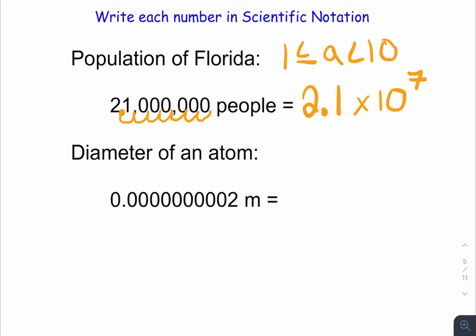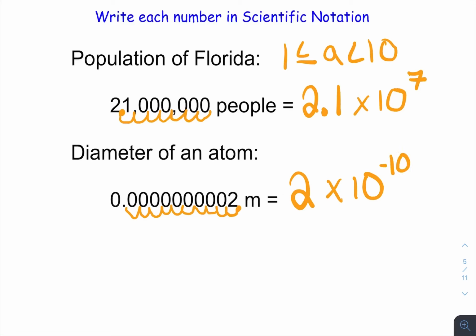Now let's look at this one. Now the diameter of an atom is 0.00000000002. So I'm going to move my decimal point to here so I get a number that is greater than or equal to 1, but less than 10. So I have 2 times 10 to the, and now we need to figure out, if I have my decimal point here, how do I get back to my original problem? Well, I have to go back 1, 2, 3, 4, 5, 6, 7, 8, 9, 10. Notice this time, though, I went to the left 10. So that means my exponent is going to be a negative value.